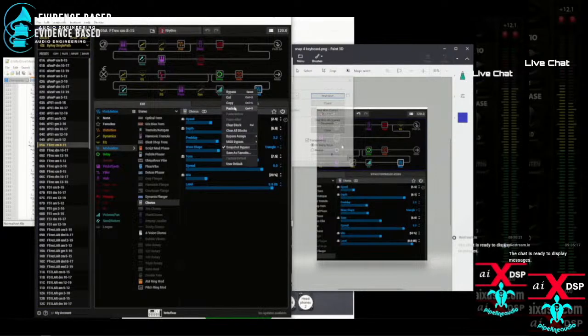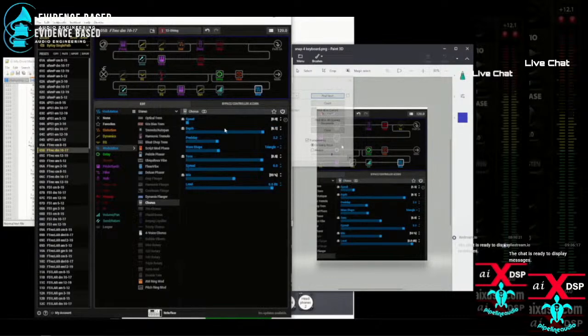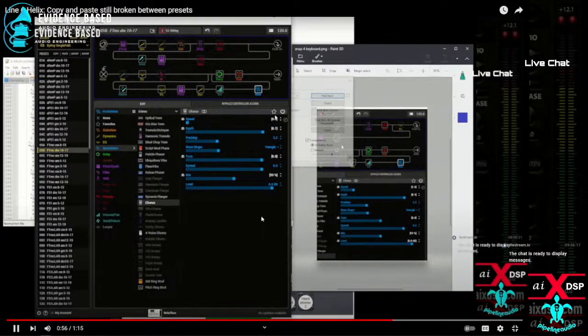So I copy this chorus. I'm going to go to another preset. I'm going to paste this chorus in. Okay, and we hit save. Now, this is correct. Now it's gone dropped to 0. See that? This is wrong. This speed should have been 2.5. Why is it at 0?